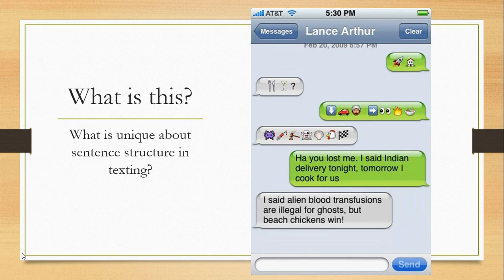We're going to start off by looking at a very unique example of sentence structure. I'm sure many of you recognize this sort of communication. This is texting. And we have interesting options for sentence structure in texting, as this one points out. We can use things like emojis and actually communicate solely through those, as is done in this example.